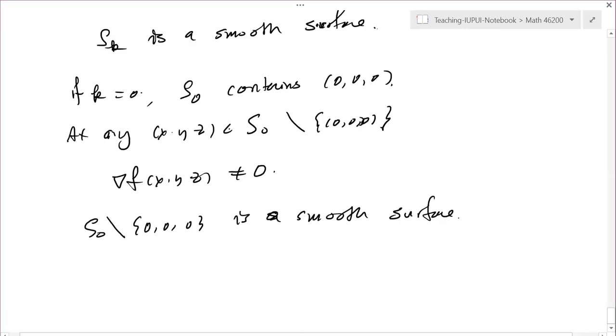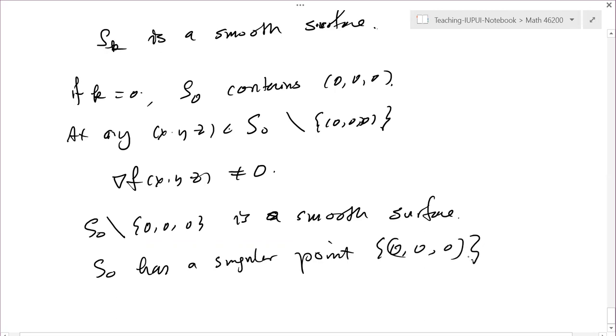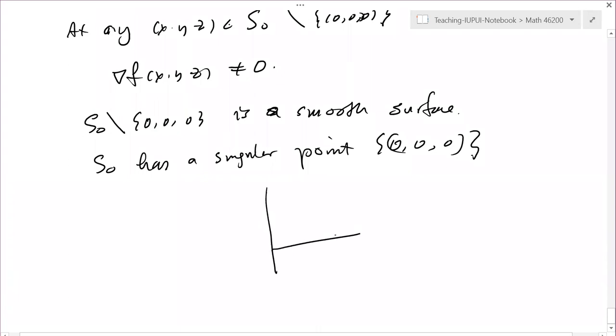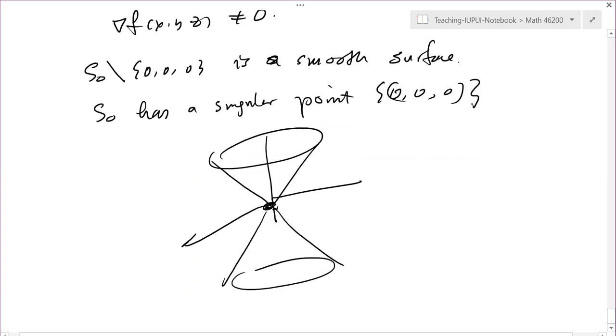The level surface itself has a singular point. Actually, the picture looks like that. So this is a singular point, and if you delete that point, you get two regular surfaces. And they're oriented. You can tell which side is positive, which side is negative, using the gradient. So a level surface, as long as it is a smooth surface, is always oriented.